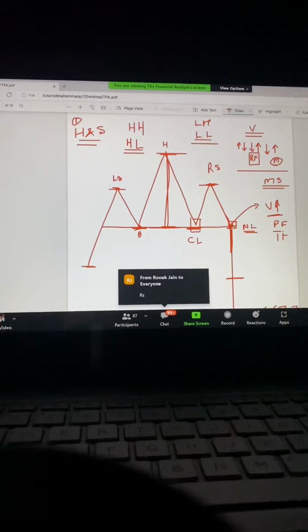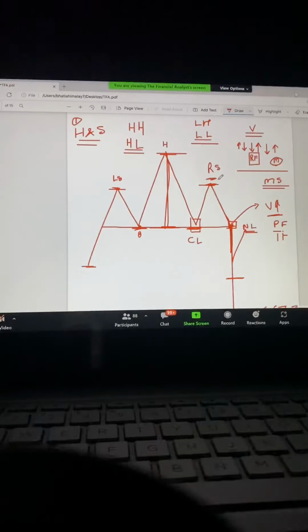And let's say if I wait for a retest, again where will my SL be? Same thing, above the right shoulder. Clear? So in case of a breakdown or in case of a retest, it will again be above my right shoulder itself.